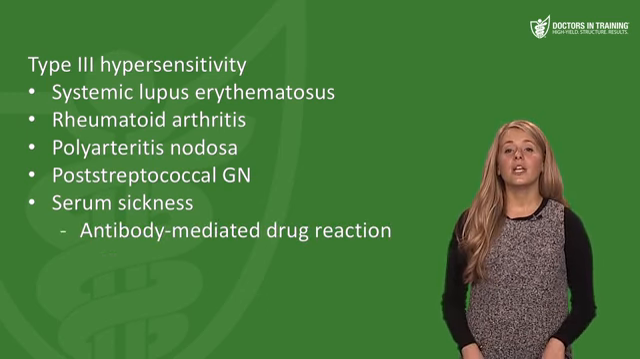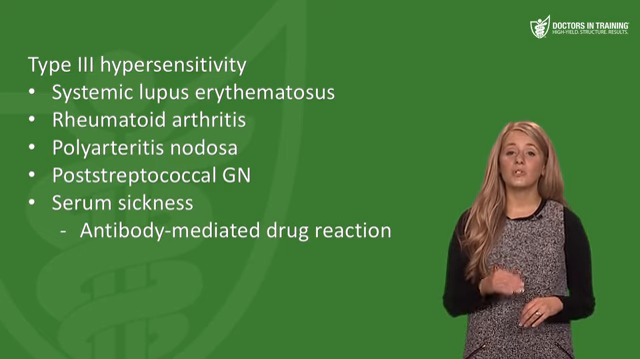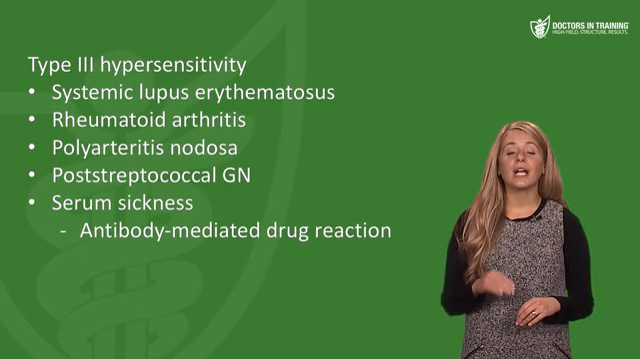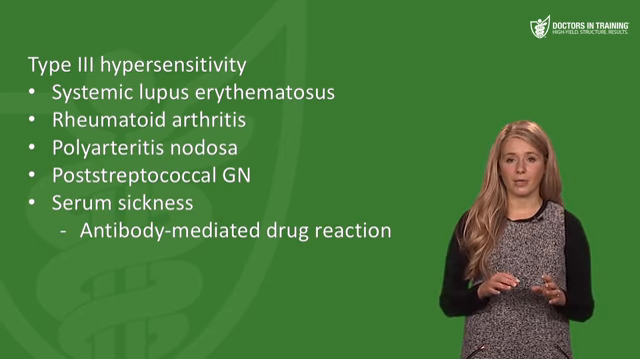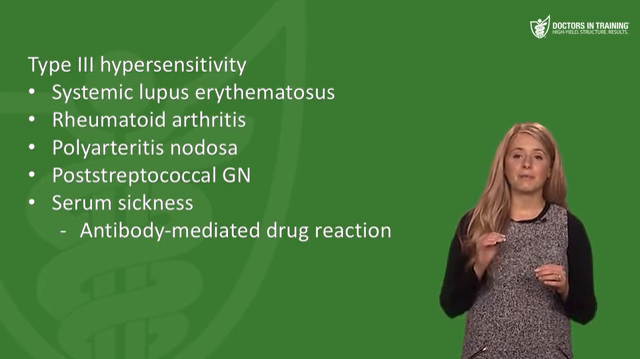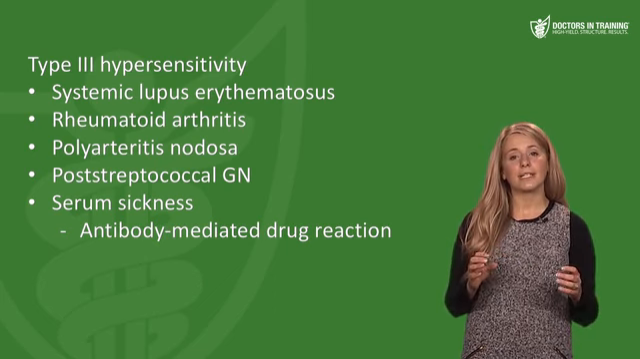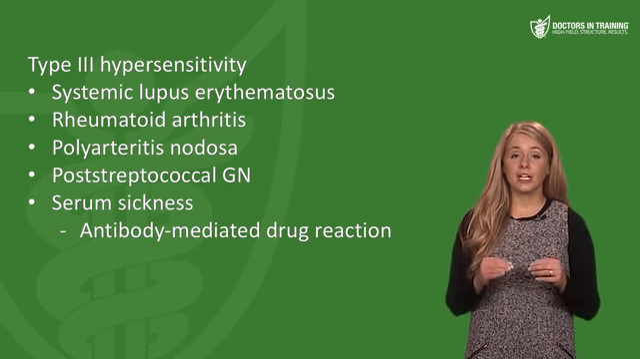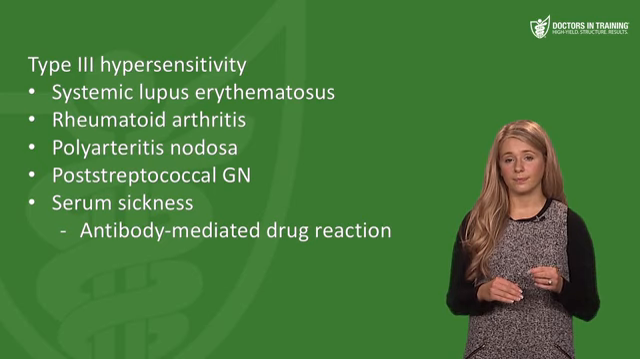In serum sickness, you produce antibodies to foreign antigens, like drugs. Most drugs aren't proteins, but the drug acts as a hapten, which is a molecule that gets around by a carrier protein, and then that hapten protein complex can bind to antibodies and form immune complexes. So again, serum sickness is an antibody-mediated drug reaction.